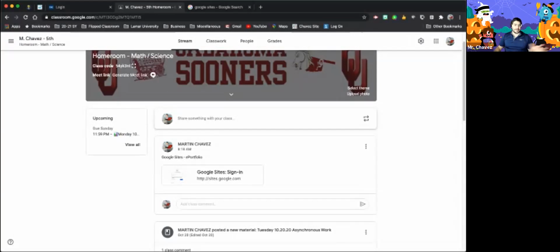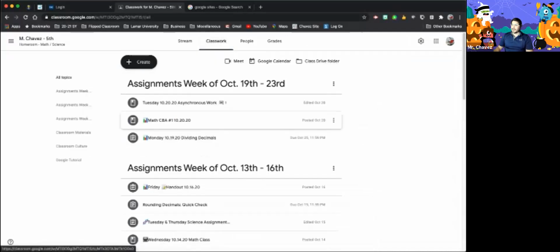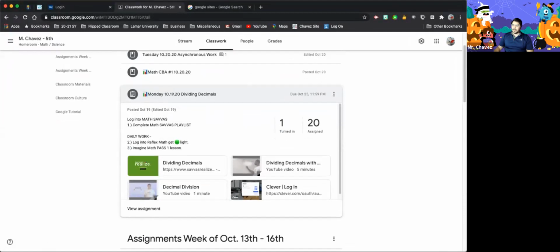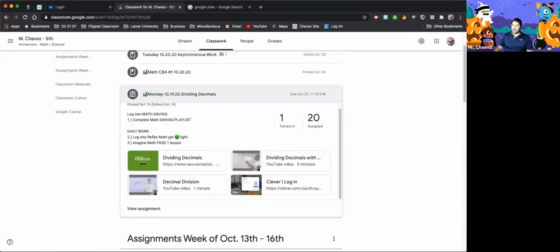You're going to have it for the rest of the year for your fifth grade year, and it's going to be called your e-portfolio, and we'll get into that later on. Right here in classwork, we're going to be continuing our dividing decimals right here. It's going to be the same thing.